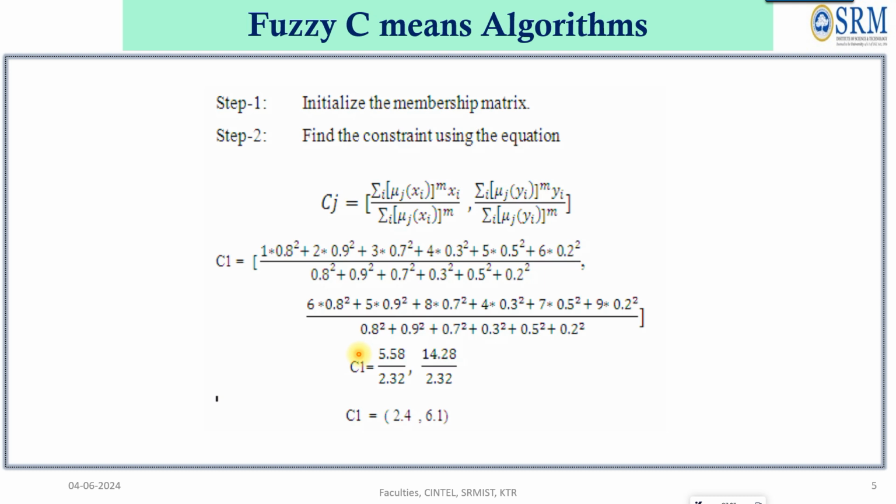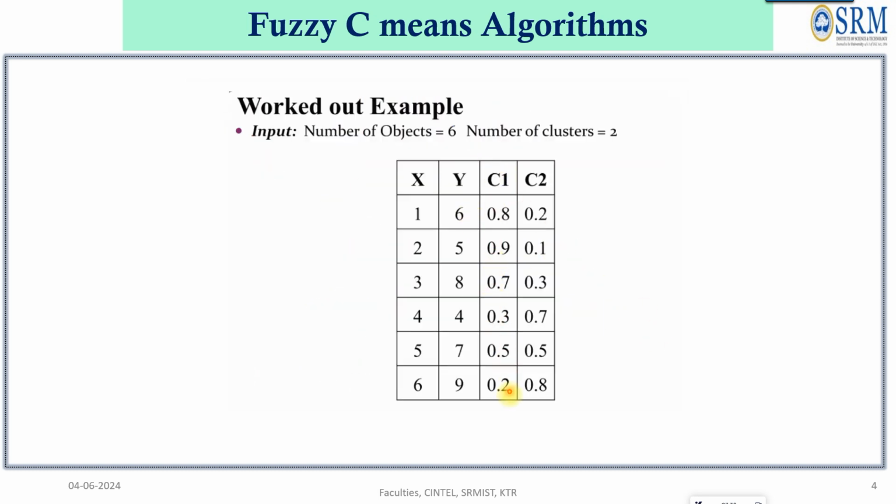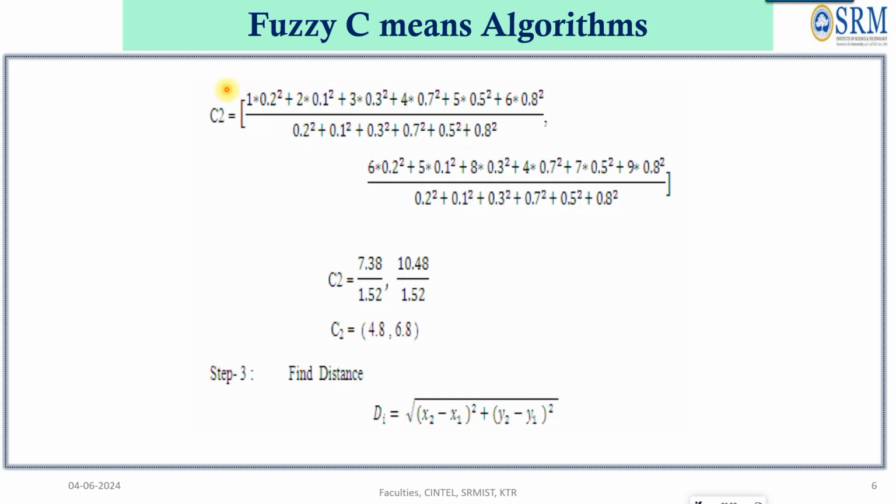Same way, use the same formula and approach to compute the second cluster centroid point. For that, instead of considering the first cluster probability value, you just consider the second cluster probability value, that is 1 into 0.2 the whole squared, 2 into 0.1 the whole squared, 3 into 0.3 the whole squared, till 6 into 0.8 the whole squared, divided by all the membership values, comma y value, right? So 6 into 0.2 till 9 into 0.8 the whole squared. That is what is mentioned here. If you closely observe, only the membership values have changed in this formula. That's it. After this, you will be getting the updated centroid as 4.8 and 6.8.